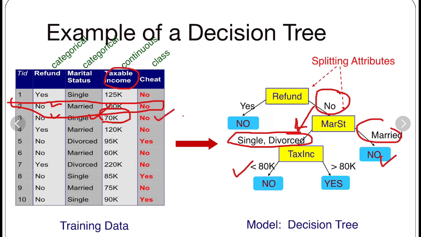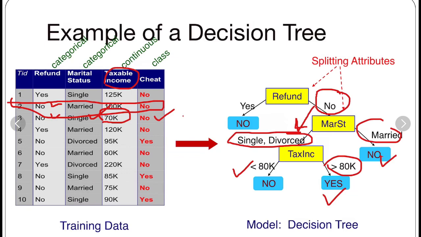Is there any other set from here? No more. Okay, but then if refund is no and marital status is either single or divorced, and if taxable income is more than 80k, then cheat class is yes.